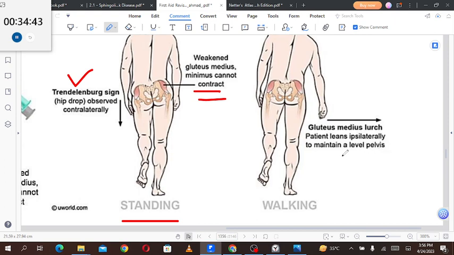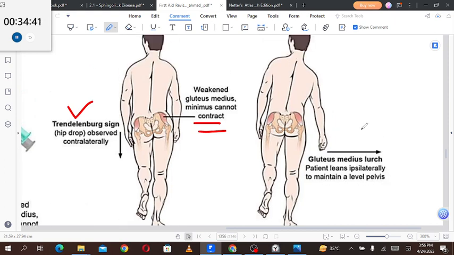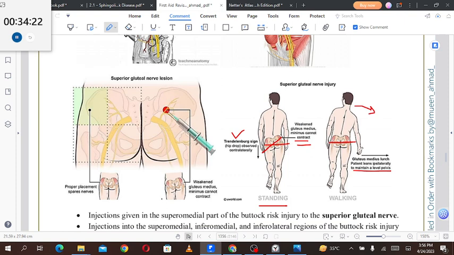Patient leans ipsilaterally to maintain the pelvis level. The pelvis has gone in this axis, so to align both the axes together, the person tilts to this direction so that the pelvis becomes straight. Patient leans ipsilaterally to maintain the level of pelvis. And this particular type of gait is called Trendelenburg sign or Trendelenburg gait.